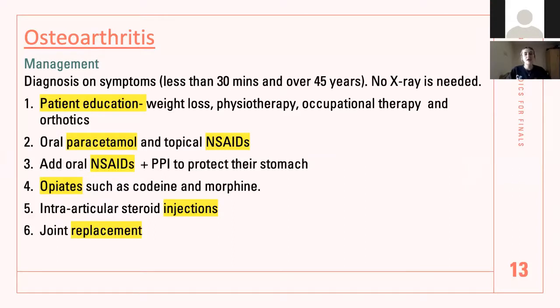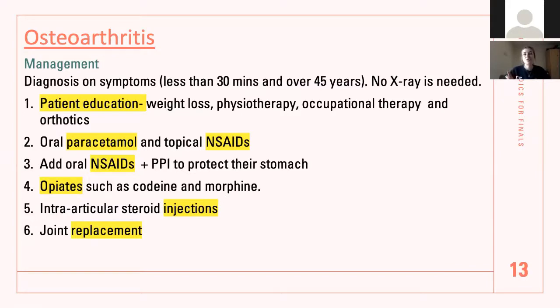So you'd advise weight loss, give them physiotherapy tasks, occupational therapy as well, so adapting their home to help them with day-to-day activities, orthotics, so insoles in shoes and things like that can help patients quite a lot.